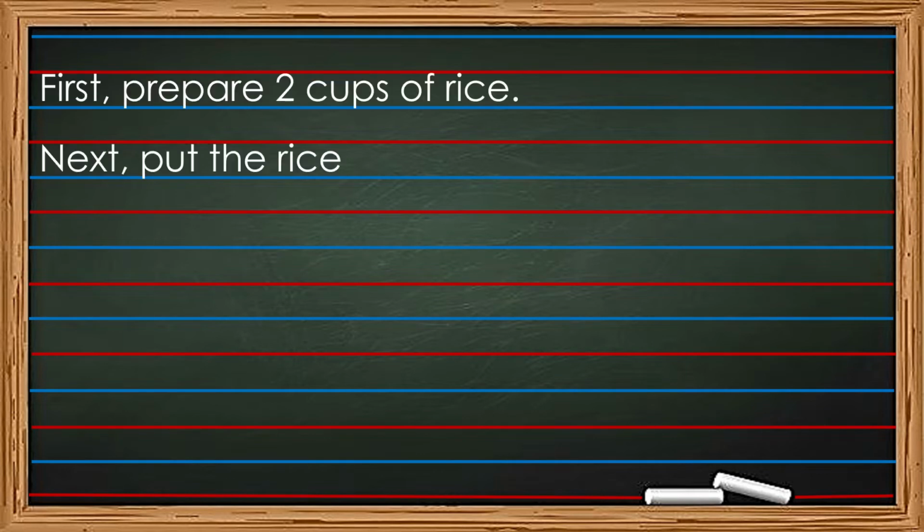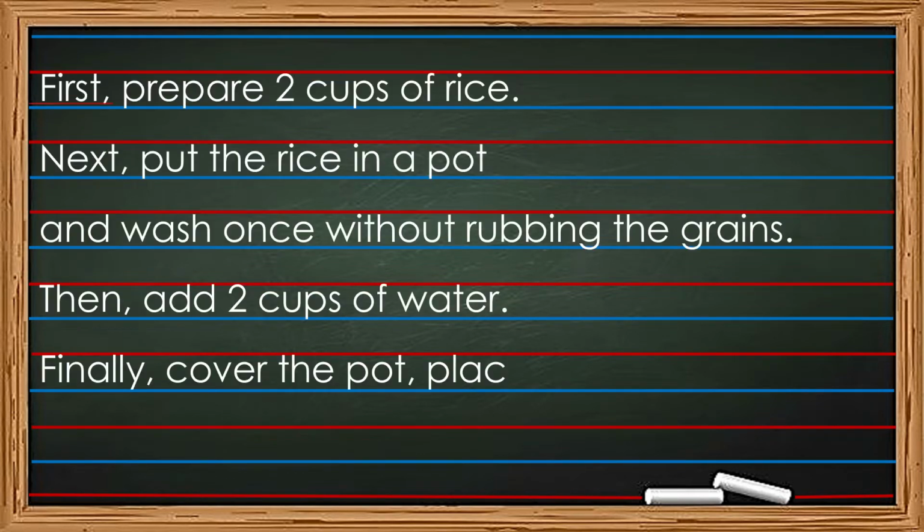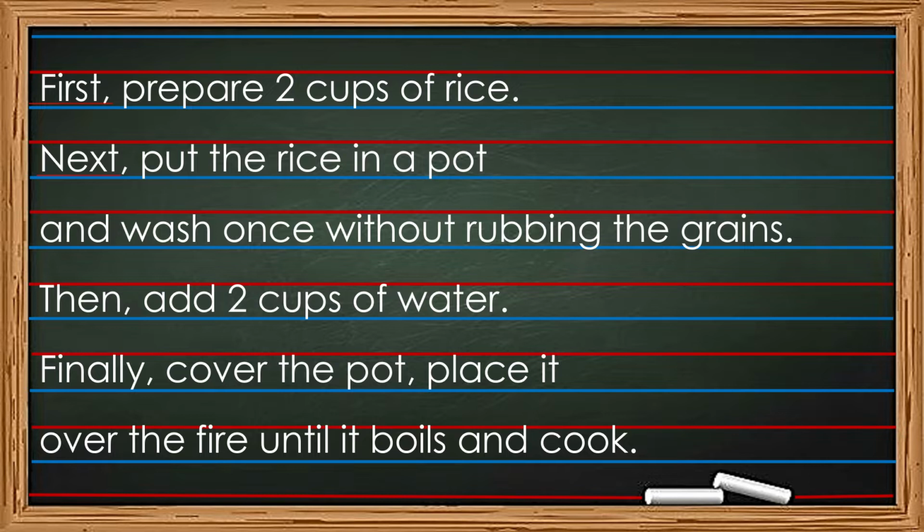First, prepare 2 cups of rice. Next, put the rice in a pot and wash once without rubbing the grains. Then, add 2 cups of water. Finally, cover the pot. Place it over the fire until it boils and cook.